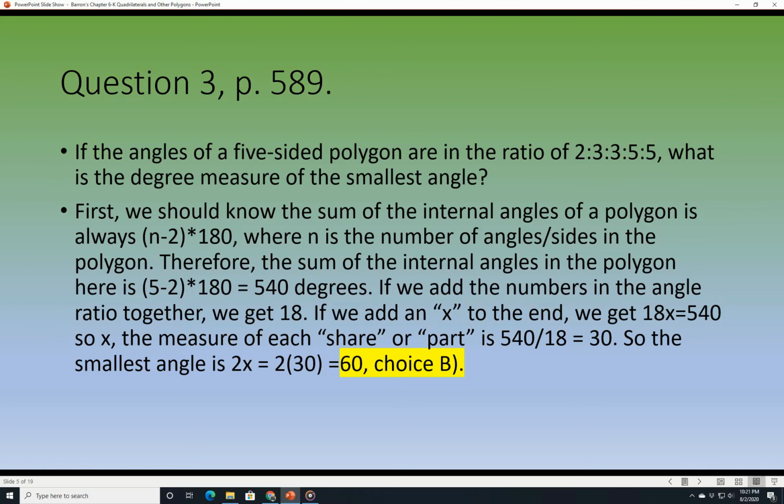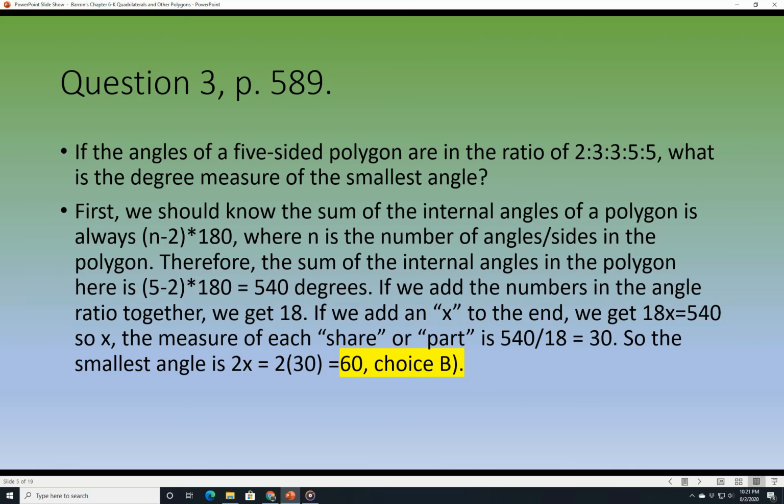In any polygon, the number of angles is going to be equal to the number of sides. You might also call the angles vertices since they're corners. So vertices, angles, sides, always the same number for a polygon. Therefore, the sum of the internal angles in the polygon here is going to be... They tell you it's 5-sided.